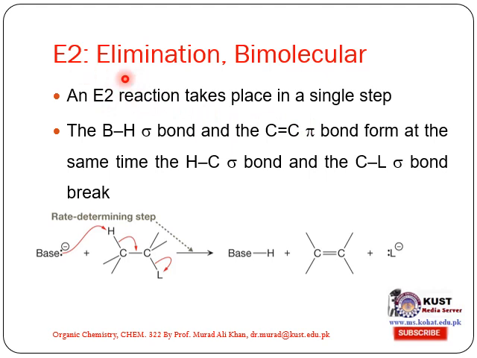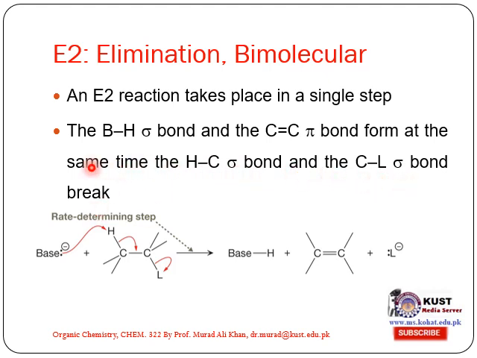E2 reaction is also called elimination bimolecular. Why? Because the E2 reaction takes place in a single step, and the base-hydrogen single bond and the carbon-carbon double bond, that is, one is the single sigma bond and the other is the pi bond, are formed at the same time that the C-H sigma bond and the C-Cl sigma bond break.